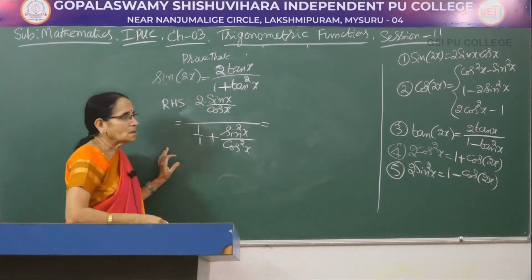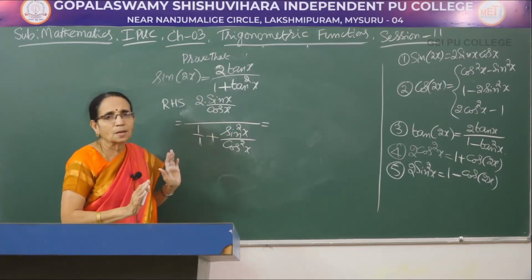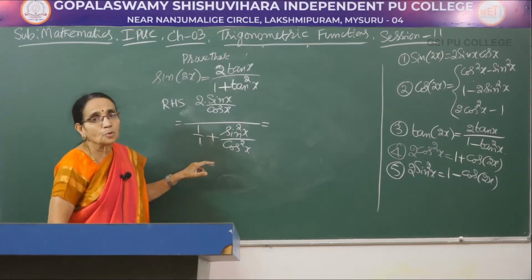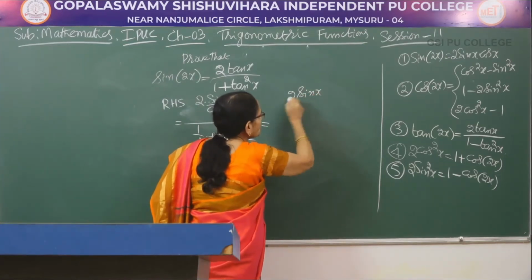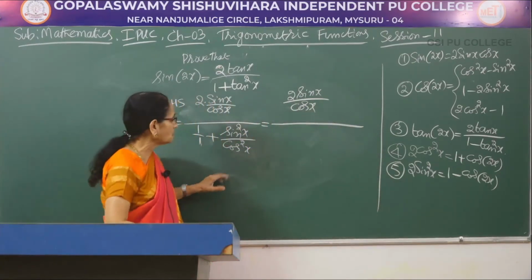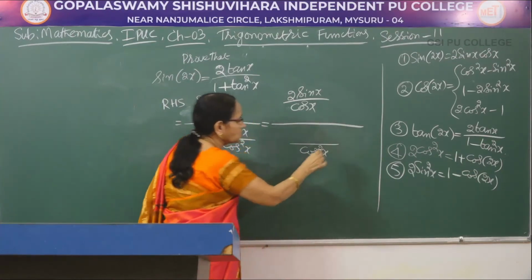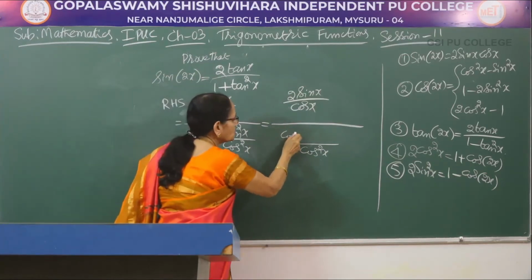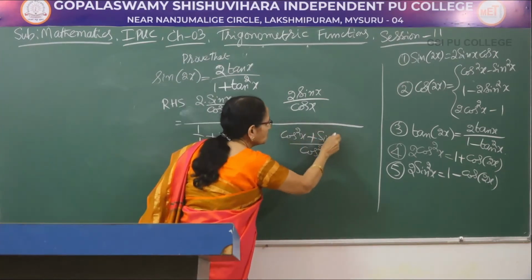Okay, in the numerator there is only one term, 2 into sin x divided by cos x. So no question of taking LCM. Whereas in the denominator we have the sum of two fractions. Therefore, take the LCM for the denominator. So write it as 2 sin x over cos x, a lengthy line here. What is the LCM for this one? LCM for 1 and cos square x is cos square x only. So cos square x in the numerator, plus sin square x.